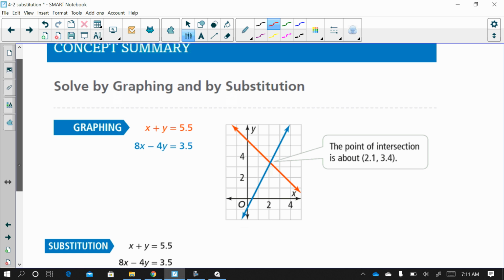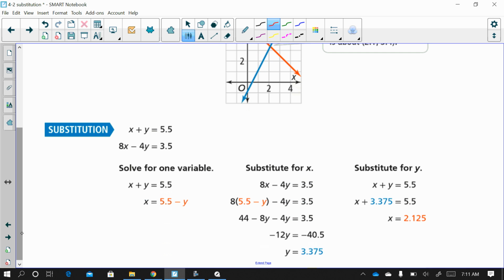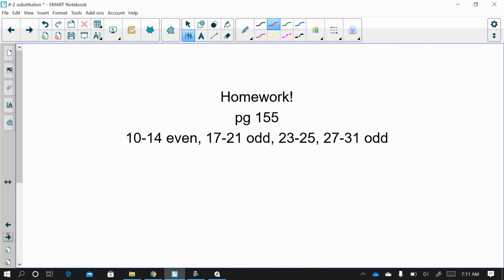So yeah, that's how you do substitution. Okay, substitution is much better than graphing because you're accurate every single time. So here's your homework for tonight. Okay, if you have any questions, please make sure you're asking. Be prepared to go over any and all of these.